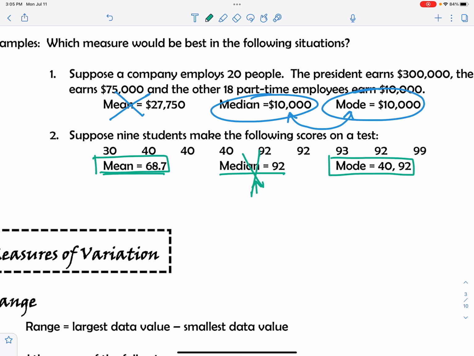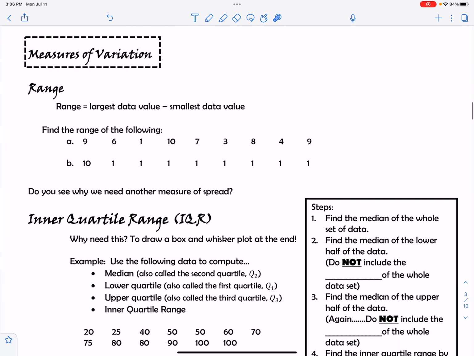Suppose 9 students make the following scores on a test, 30 all the way up to a 99, but yet the mean is a 68.7. But I've got all of these numbers in here. There needs to be a way to tell the reader how spread out the data is. That the data is not just concentrated right here around 68, but that it's spread out all the way from 30 to 99. And that is the variation, the spreadness of a data.